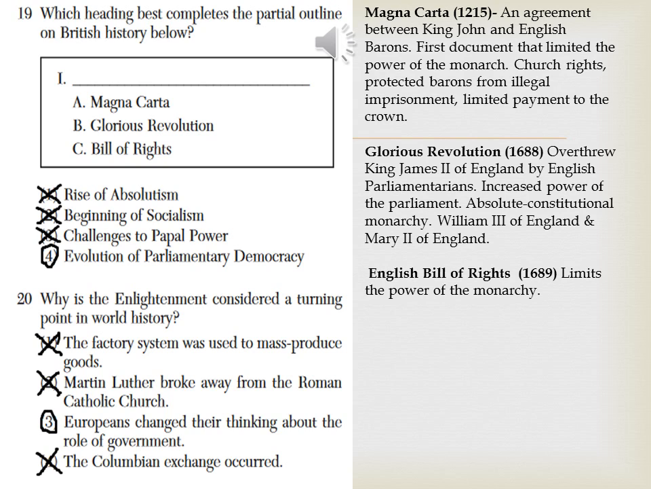Question number 20. Why is the Enlightenment considered a turning point in world history? So what is a turning point? I had this question asked to me by one of my students the other day. What is a turning point? Well, a turning point is the key event in world history, one of the most important events in global history.